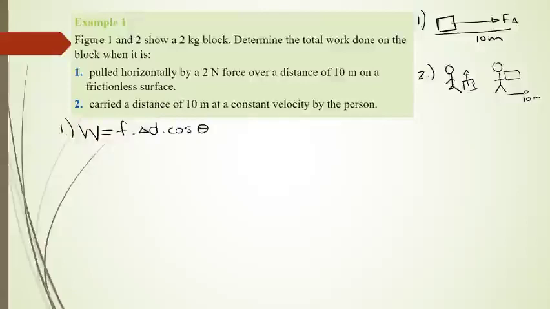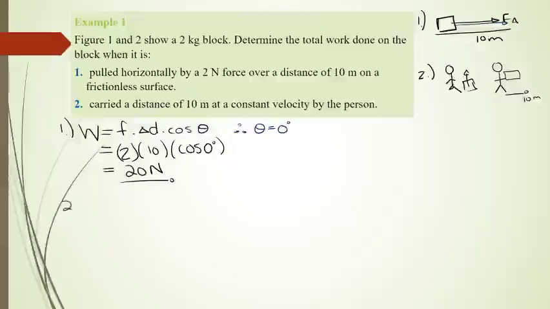Is the direction of my force in the same direction of my motion? In this case, yes, the direction of my force is in the same direction of my motion. Therefore, theta is equal to 0 degrees. There's no angle between my force and the direction of my distance. So I can substitute that in. My force is 2 newtons, times the distance, which is 10, times cos 0 degrees, which ends up being 1. So this whole answer becomes 20 newtons.